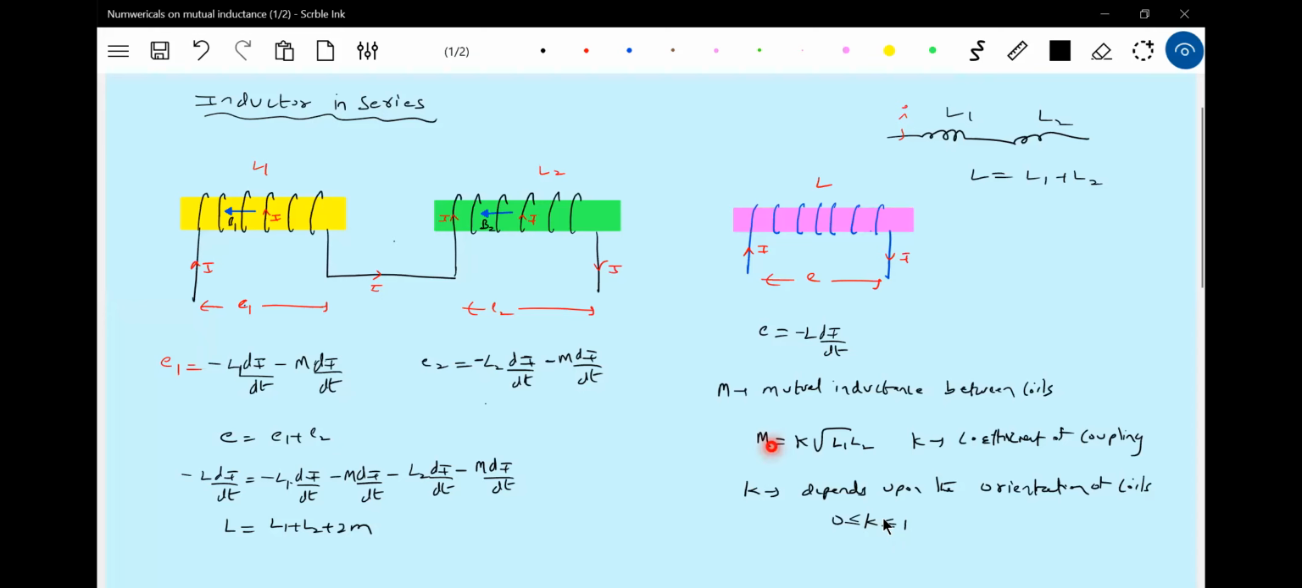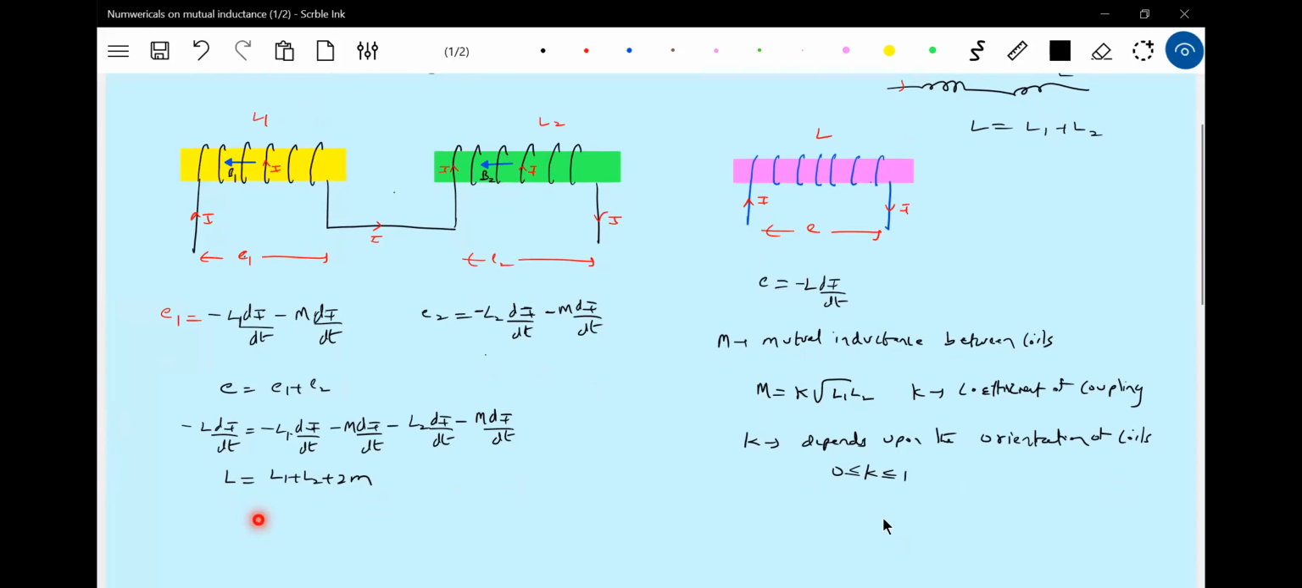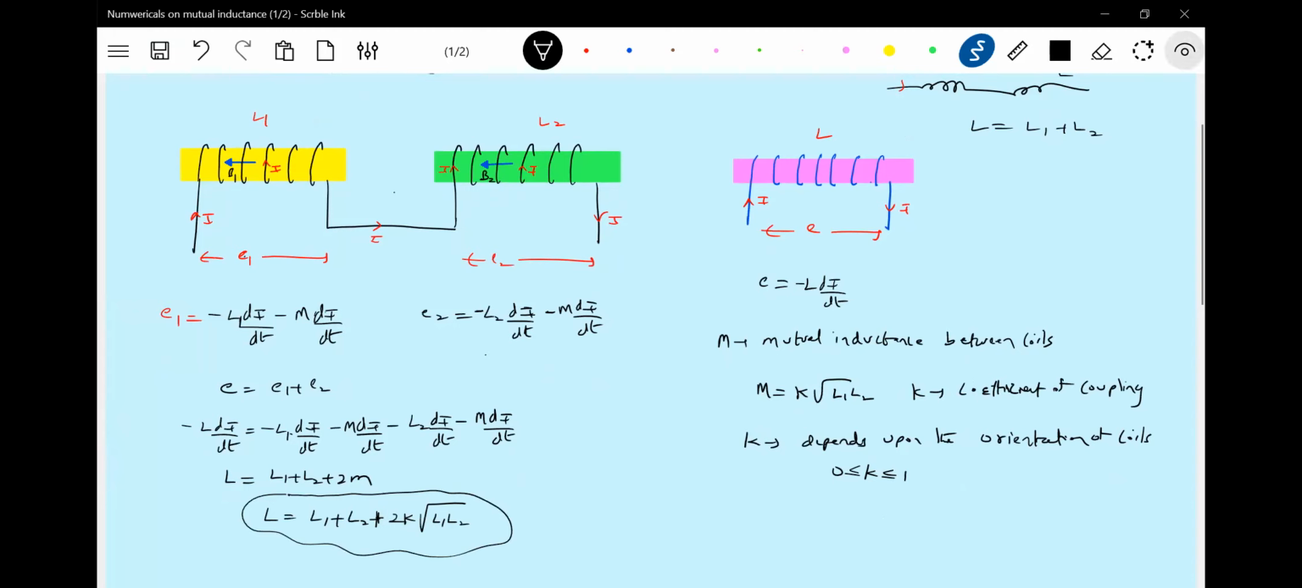So now substitute this M here. The effective self-inductance L will be given by this formula. Means, sir, if I increase the distance between them, the value of K will change. Are you getting it now? The distance between the coils will matter.